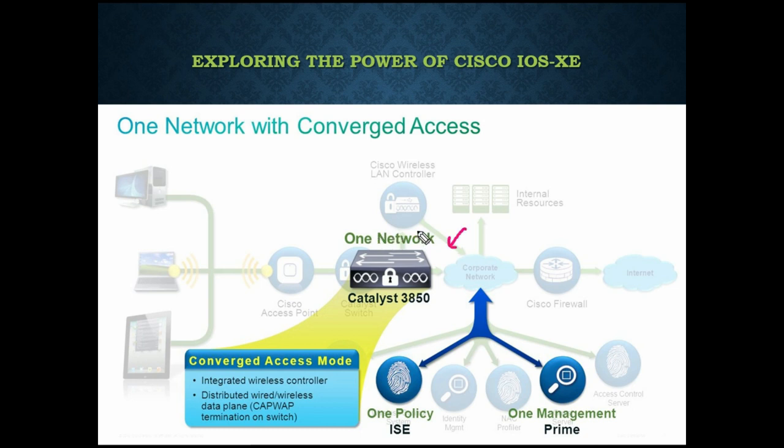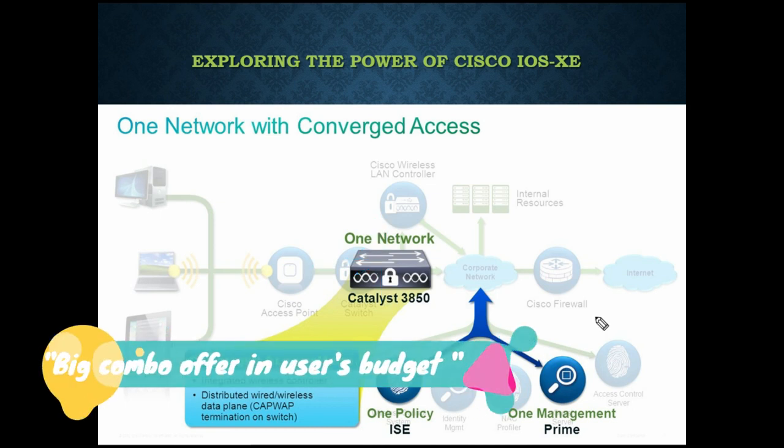If you see in this picture, this is, let us say, the access layer. On this access layer, you can see an access point is there. The access point is connected to this switch. This is your AP. Earlier, from the AP to the core or to a different location, your CAPWAP tunnel would get created all the way. Yes or no? Now it's not required. Your CAPWAP tunnel will be terminated on the access switch itself. Getting my point?